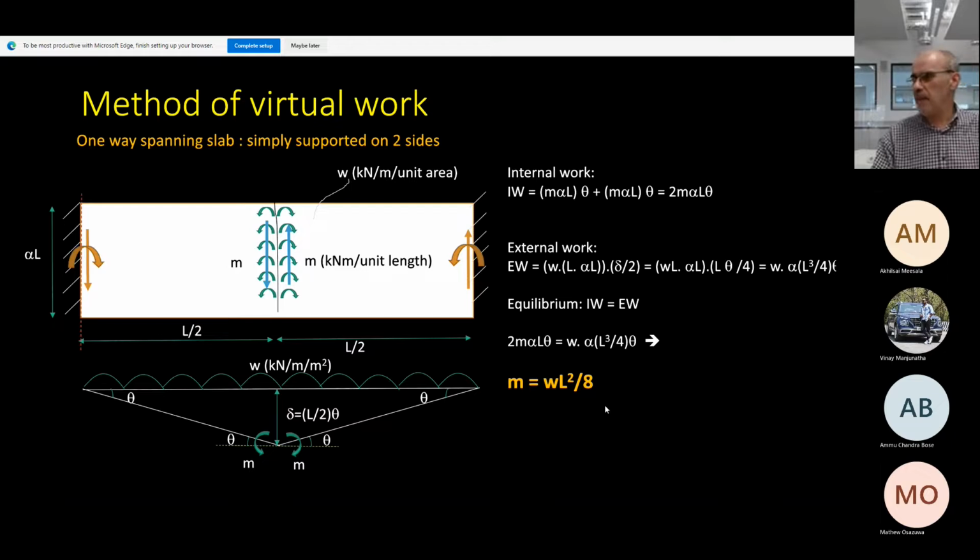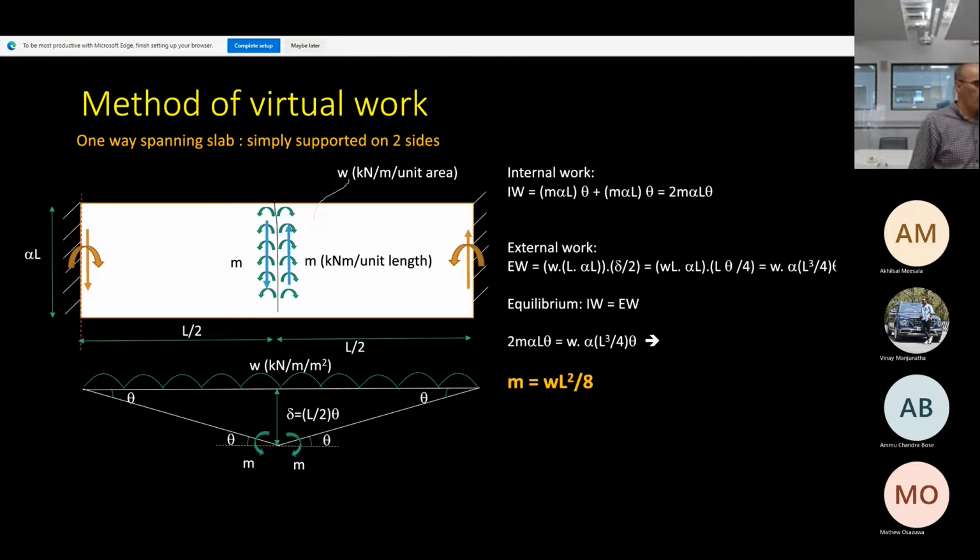If you have a beam, M is kilonewton meter. If you have a slab, it's kilonewton meter per meter. If you have a beam, W is kilonewton per meter. If you have a UDL on a slab, it's kilonewton per meter squared. But the equation itself is exactly the same.